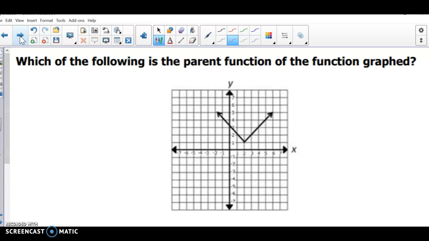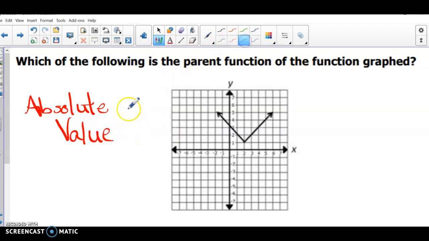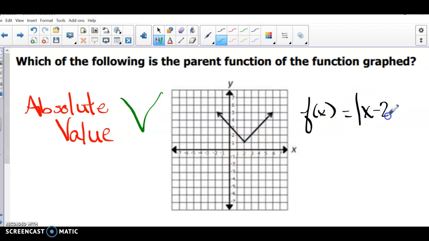Which of the following is the parent function? What kind of graph is this? You should be able to remember that this is an absolute value graph, because it has what shape? It's a V-shaped graph, absolute value. Hopefully you can remember also for your equation, we should be able to write our equation for this one. Our vertex is located at 2, 1. So we have x minus 2 plus 1, and we go up 1, right 1, so our slope is just 1.